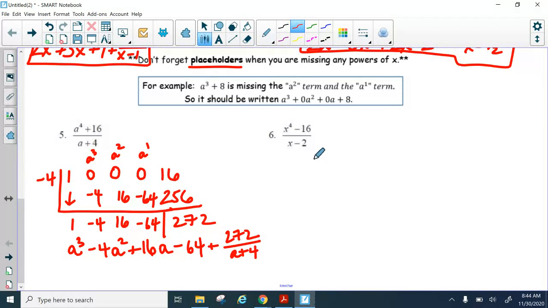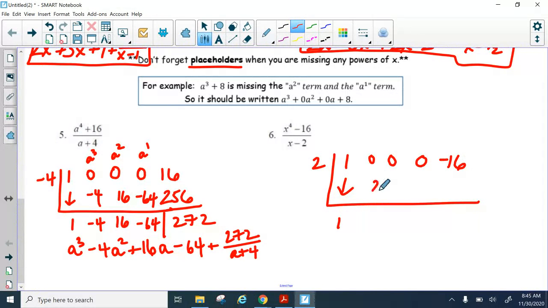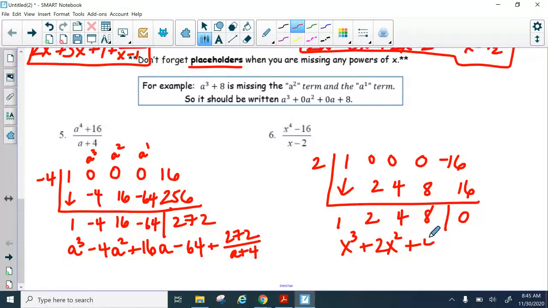Okay, so hopefully you tried this one on your own. I'm going to do it quickly here. So we do need those same 3 placeholders for this one. Okay, we started with x to the fourth, so this is going to be 1x to the third, 2x squared plus 4x plus 8, and we don't have a remainder.